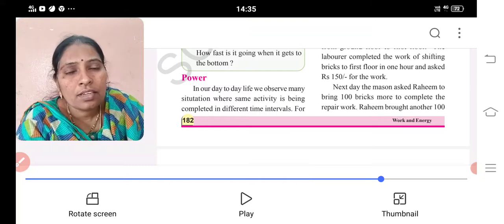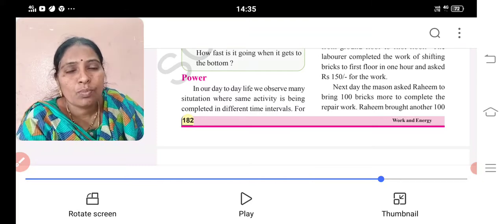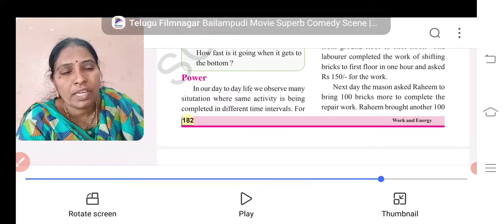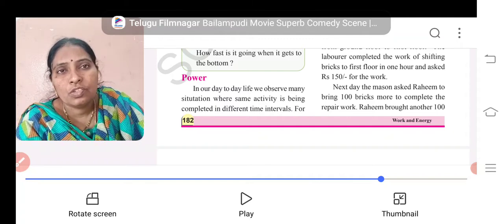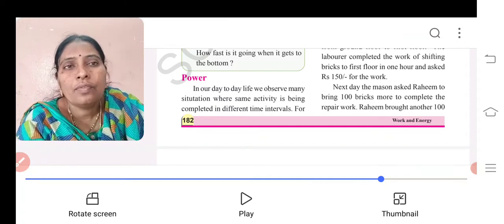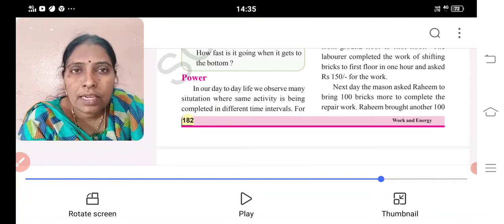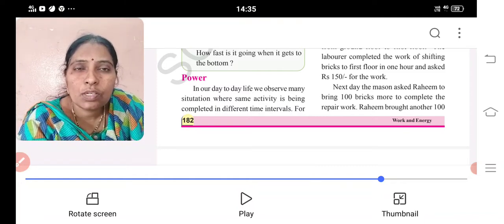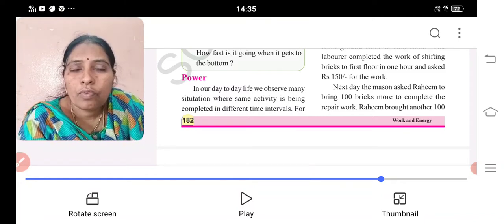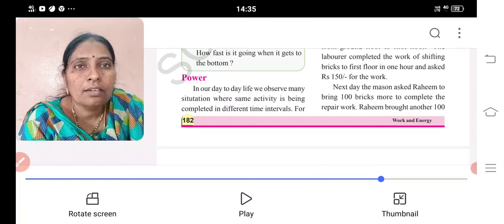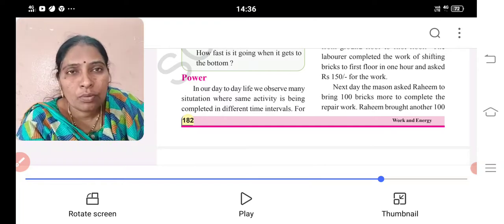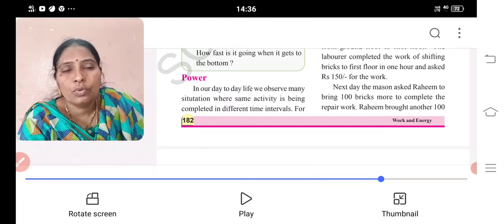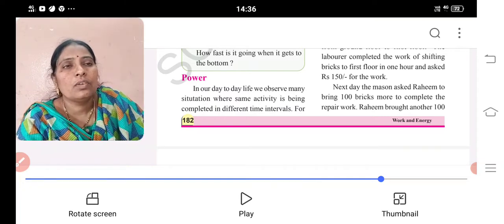And what is kinetic energy? Kinetic energy is the energy possessed by a body due to its motion, and kinetic energy equals half mv square. Energy is the capacity to do work. Work is said to be done when an object moves a certain distance by applying a force. The units of work are newton meter or joules.